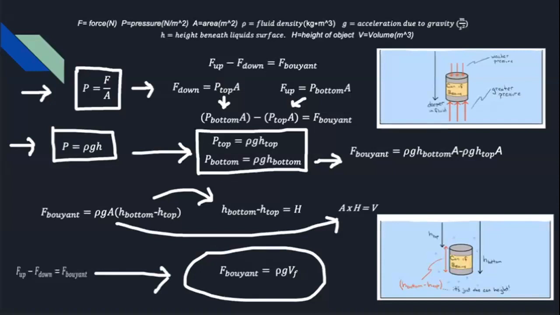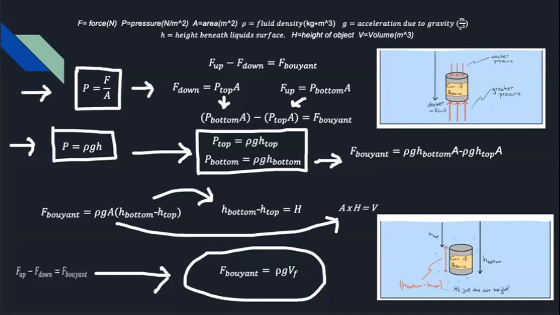Now breaking that down to classify the force on the top and the bottom, we have the force down, the pressure on the top times the area of the top. And the force upwards is the pressure on the bottom times the area of the bottom. Plugging these into our buoyant force equation, we have pressure on the bottom times area minus pressure on the top times area. Hydrostatic gauge pressure can be represented as fluid density times the acceleration due to gravity times the height beneath the liquid surface.